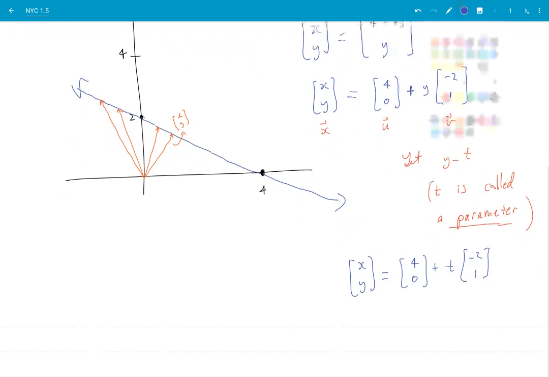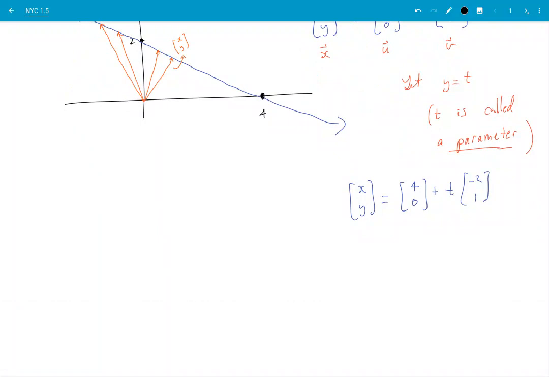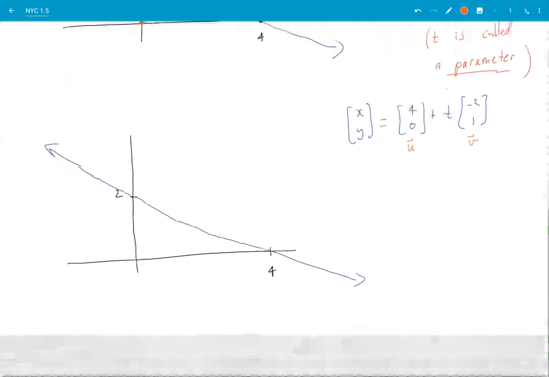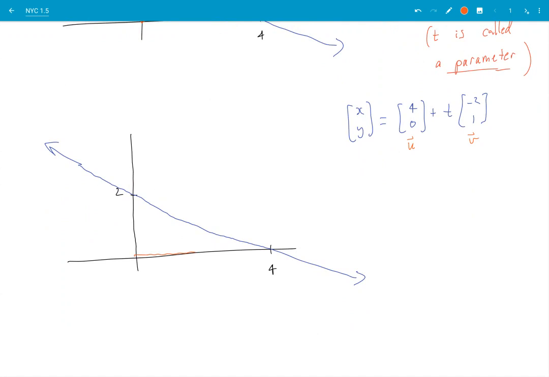Now let's draw this picture again, like this. Oh, that's not even close to straight. Too much coffee. Okay, there we go. And our 4 is say here, our 2 is here, and our line in blue goes like this. Oh, it's got a curve to it. Oh well, you get the idea. It's supposed to be a line. So where's the vector 4, 0? This is u. This is v. Where do those come into play here? Well, u is this vector that goes from the origin out to this point, and v is -2, 1.